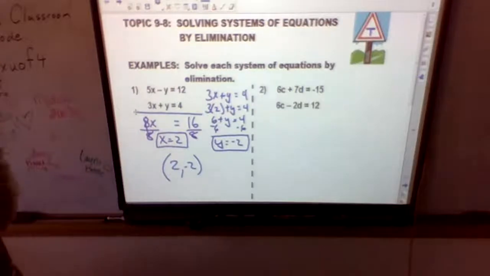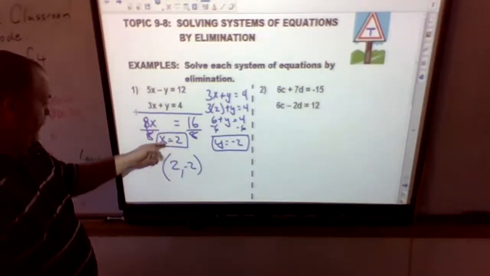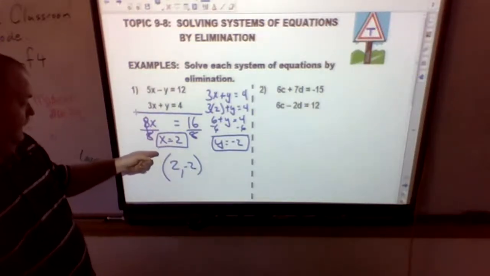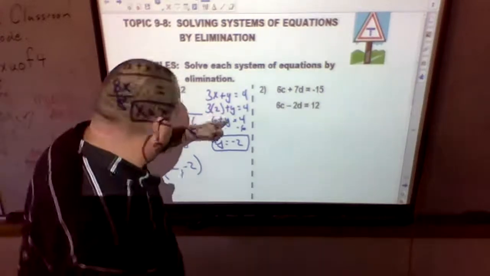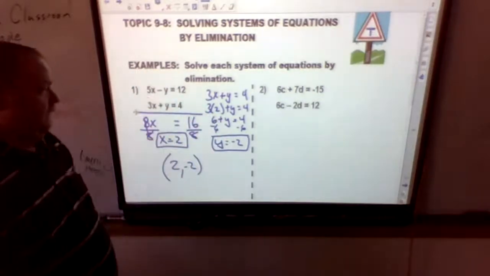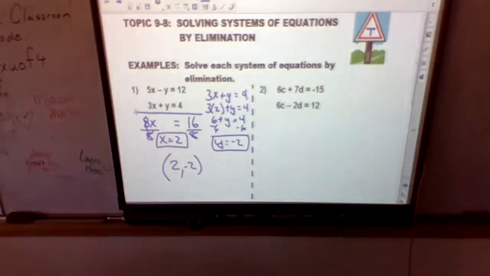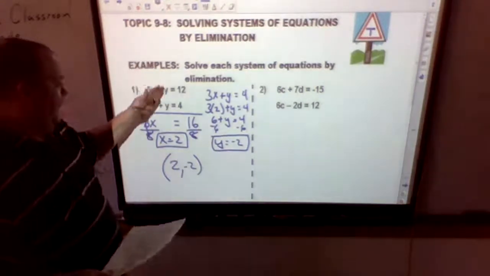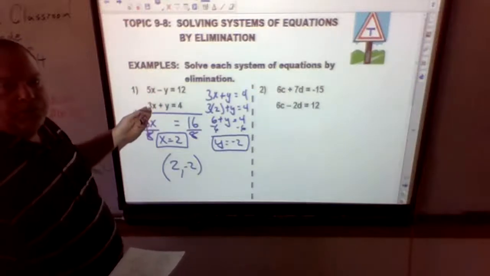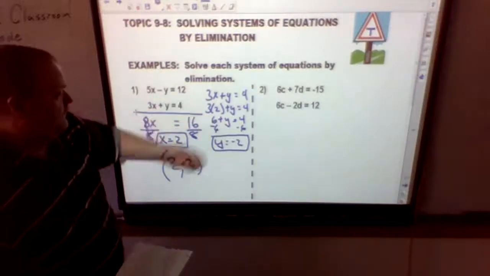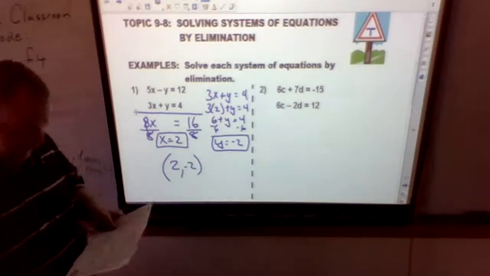Okay? So what I did was I eliminated one variable to solve for the other, and then I substituted it back into one of these two equations to solve for the other one. Okay, so that's the elimination part. We eliminate one of these variables, okay, and then we go back to the substitution method, okay?